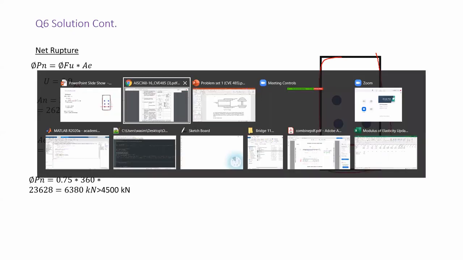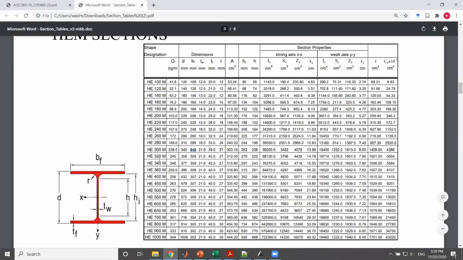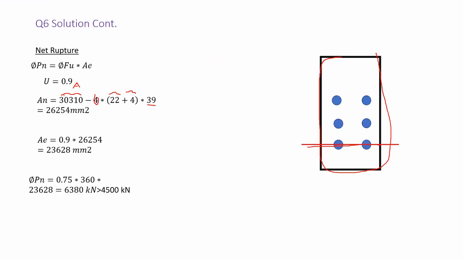So if we go back again and check from the section tables, HEM 300, the thickness of the flange is equal to 39 millimeters over here. That's why I multiply with 39. Now you plug in all of these in here, you would obtain your net area equal to 26,000. Okay, we multiply with the shear lag to obtain the effective area, and it becomes 23,000.